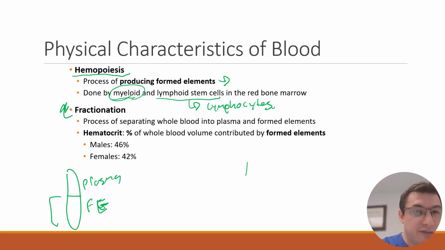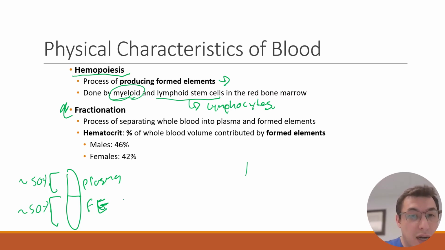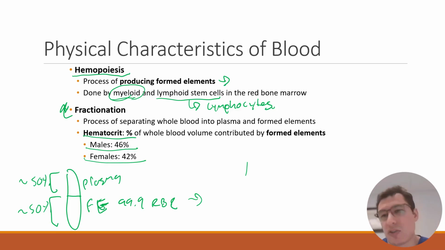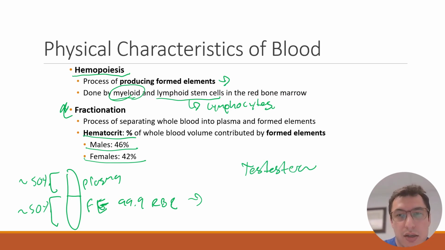They are about 50-50%. But because the formed elements are 99.9% red blood cells, this formed elements component, or the hematocrit, is mostly a reference to how many red blood cells we have. Oftentimes the hematocrit is higher in males than it is in females, and that is because we have a higher production of red blood cells, because of testosterone, for one, amongst others.